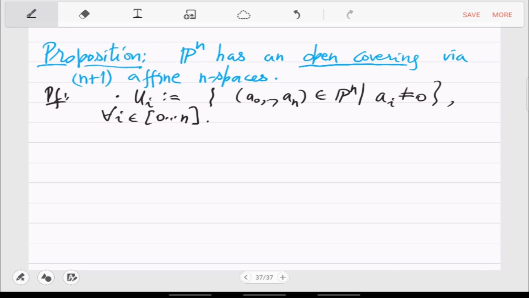Now, since AI is not equal to 0, I can as well normalize this by AI. I make AI 1. Right? So, these are the positions of 1 that you get, n plus 1 positions, and that will cover all possible points in the projective n space. So, that is what I write. Pn is union of Ui, I equal 0 to n.